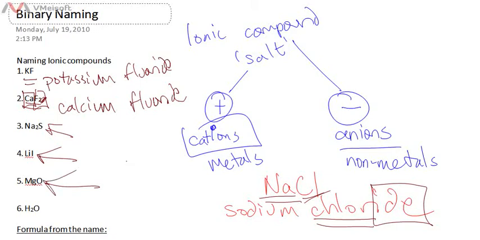This, magnesium oxide. Now, that is not a metal. Hydrogen is its own weird thing. We'll talk about it later. But that is how you name an ionic compound from the formula.